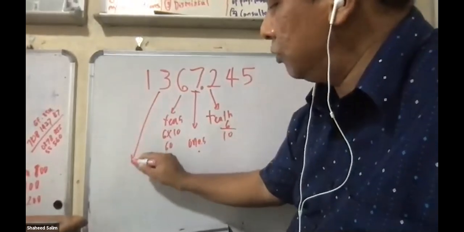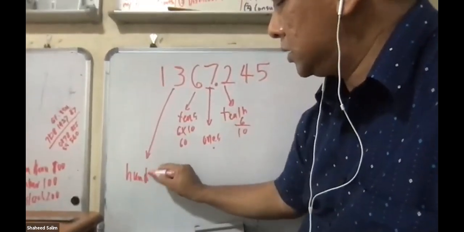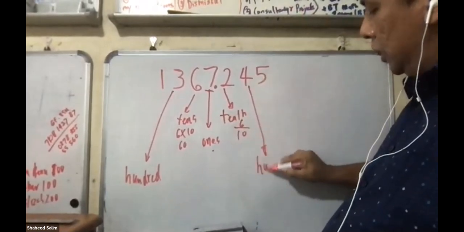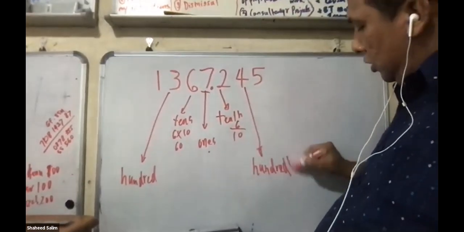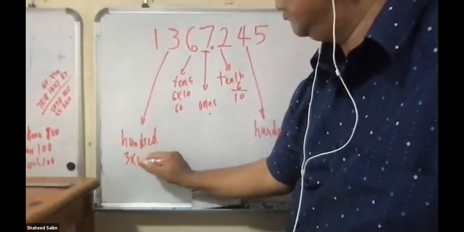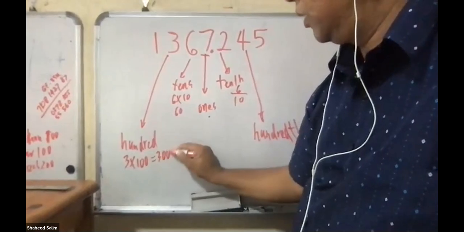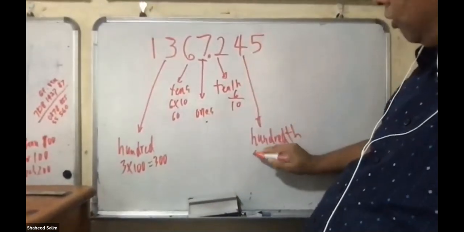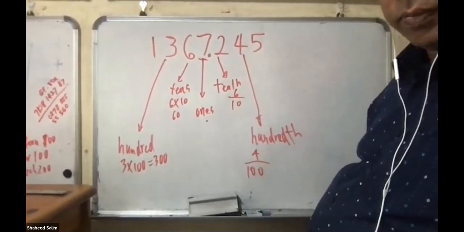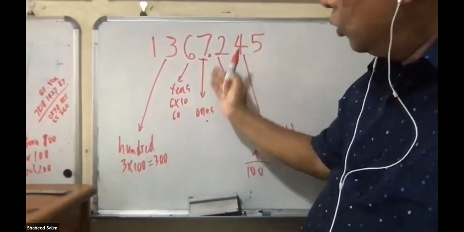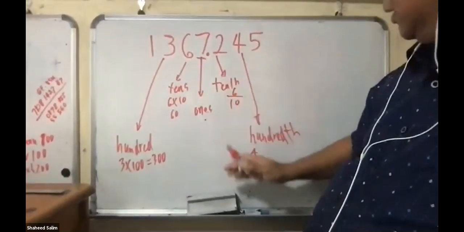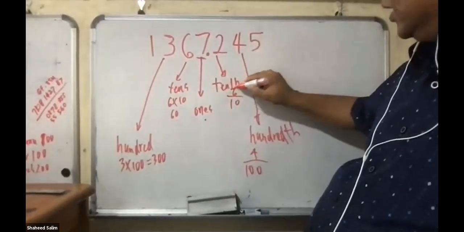Then beside it is hundreds. And down here is hundredth, with a TH. So same thing. What is 100? It is 3 times 100, which is 300. This one is 4 divided by 100. Can you see now? Over here you can times by 10, times by 100. Now here you divide by 10, divide by 100. That's why there's a TH.